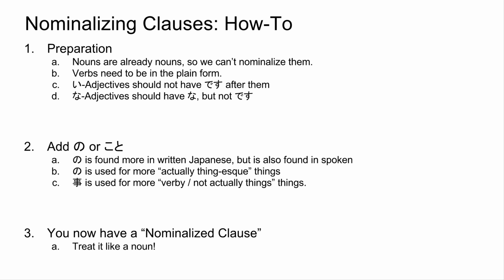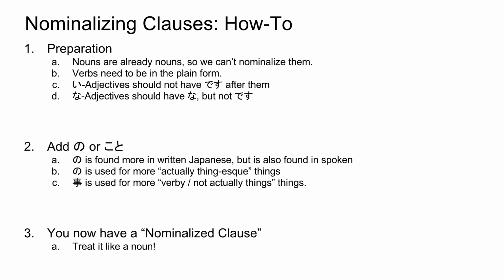And then you just add no or koto to the end of whatever you just did in step 1. So no is found more in written Japanese, but it's also found in spoken, obviously. B, no is used more for actual things. Like if it's actually a thing, like the eating of a chicken, that feels more like a thing than it is a koto. A koto is used more for verby, non-actual things.